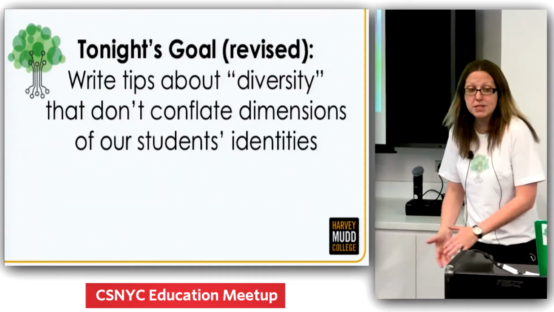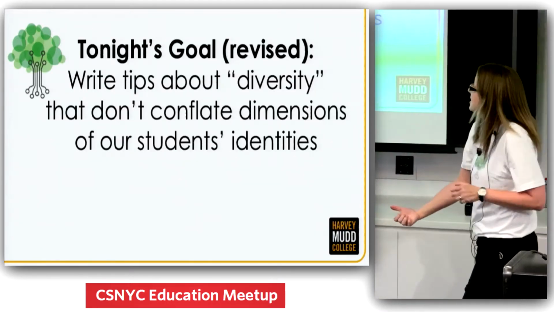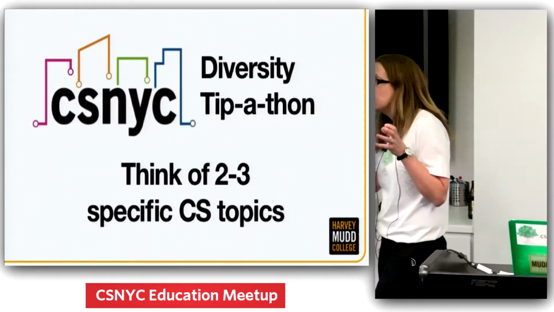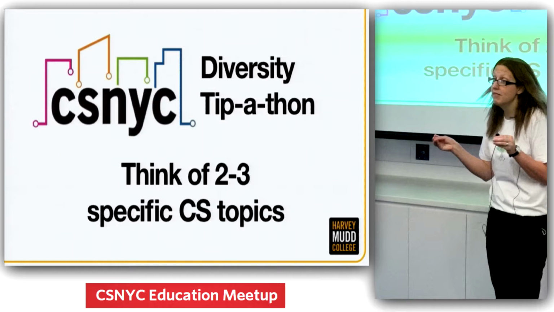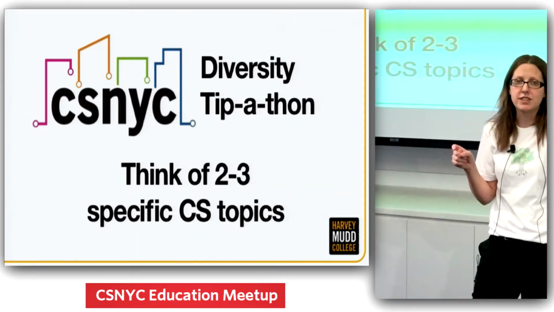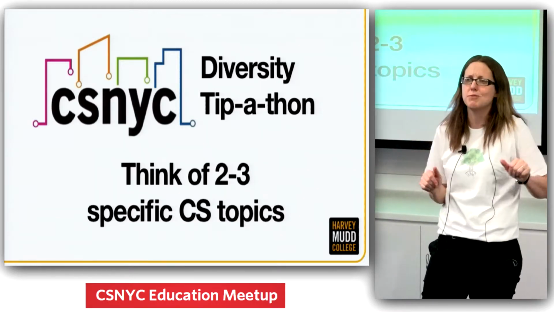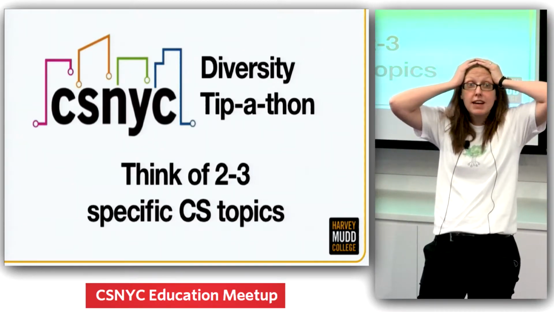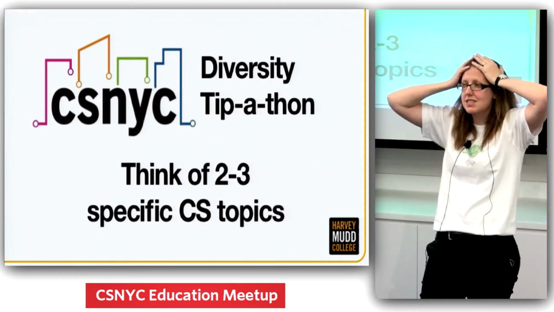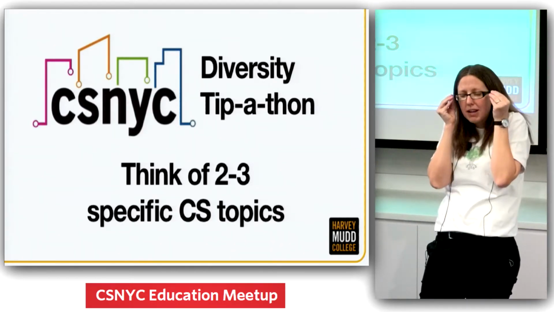Good tips aren't going to conflate dimensions of students' identities. So right now I want you to think about 2 to 3 specific topics other than variables and recursion, because everybody comes up with tips about variables and recursion. Just for yourself, as someone with some topic in CS that you've taught to students. I'm not going to make you say it out loud. Think about it.